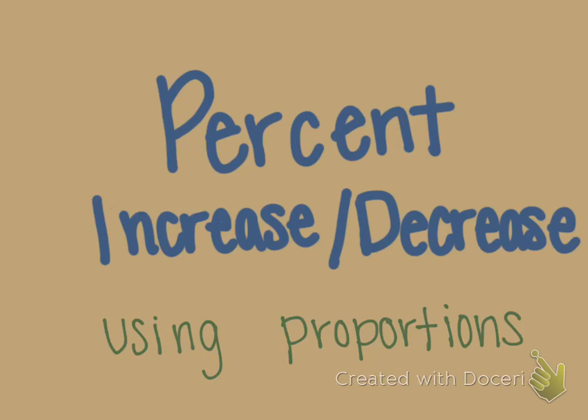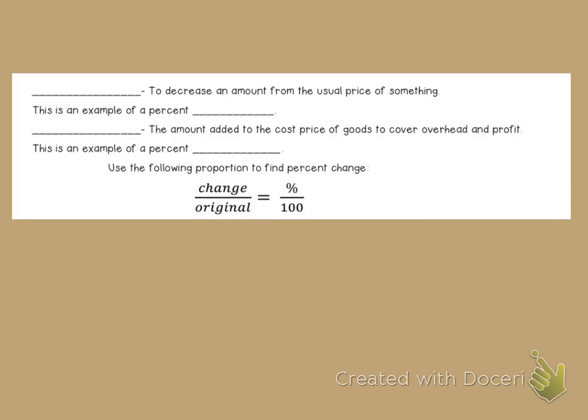Today we're going to talk about percent increase and decrease using proportions. A discount is to decrease an amount from the usual price of something. This is an example of a percent discount or decrease.